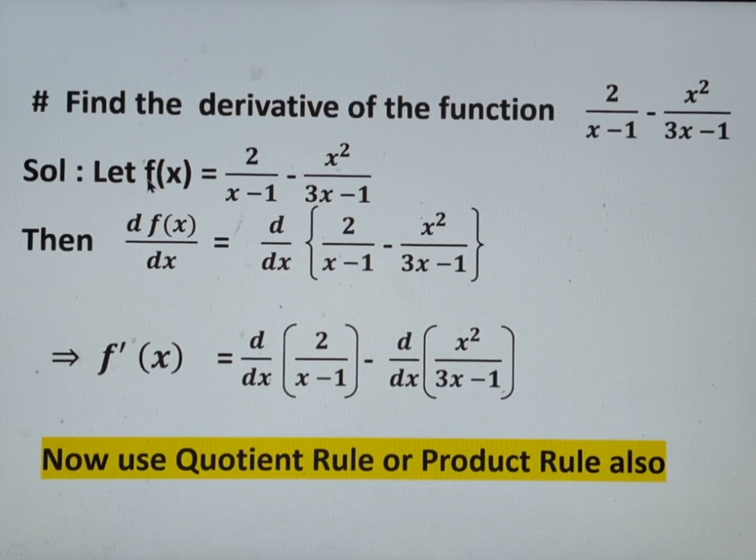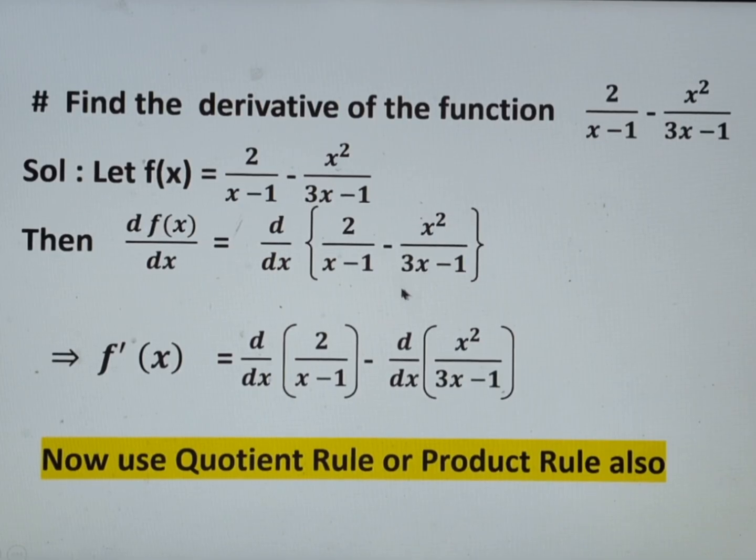Now we are given f(x) is equal to 2 over x minus 1 minus x square over 3x minus 1. So here we can use the quotient rule or the product rule. First we are using the quotient rule. Now derivative of f(x), that means derivative of 2 over x minus 1 minus x square over 3x minus 1.